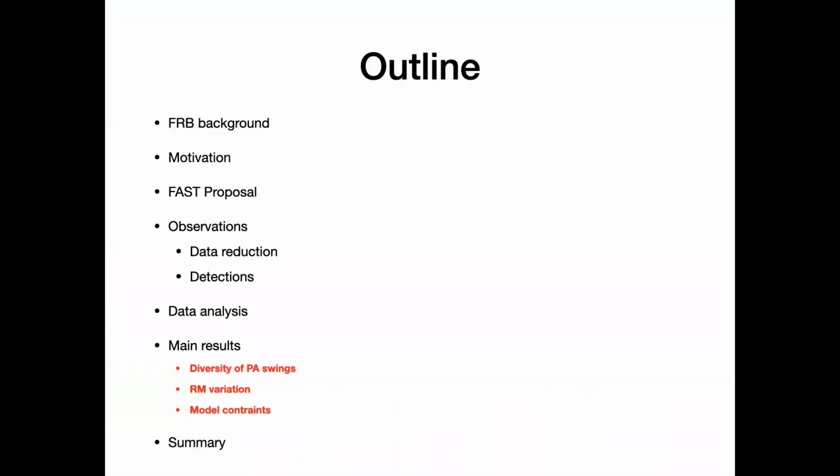Here is the outline of this talk. Basically I will review the background of FRBs, especially repeating bursts, at the very beginning. Later I will show the whole story of why we do the observation and how we write the proposal and carry out observations. After that, we got very interesting results: diversity of polarization, position angle swing, and RM variation. We can constrain the theoretical models with the new discovery. In the end, I will summarize all the results.